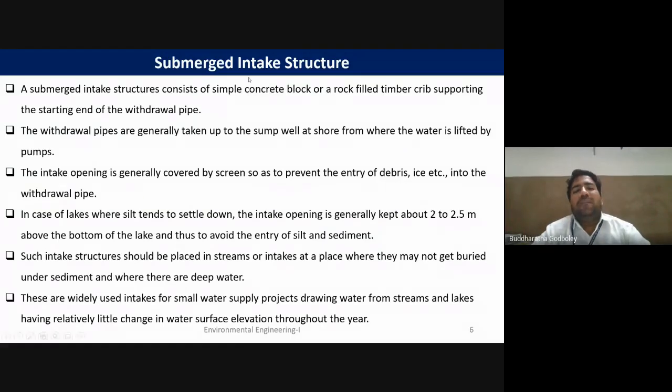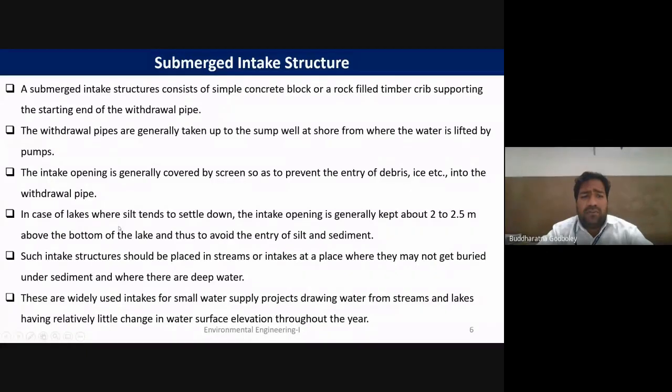Okay, let us talk about the submerged intake structure. As the name indicates, submerged means it will remain below the water level. Okay, that means its foundation will also be below. Maximum portion will be under submerged condition. A submerged intake structure consists of a simple concrete block or a rock-filled timber crib supporting the starting end of the withdrawal pipe. The withdrawal pipe is generally taken up to the sump well at the shore, from where the water is lifted by a pump. The intake opening is generally covered by a screen so as to prevent the entry of debris, ice, etc.